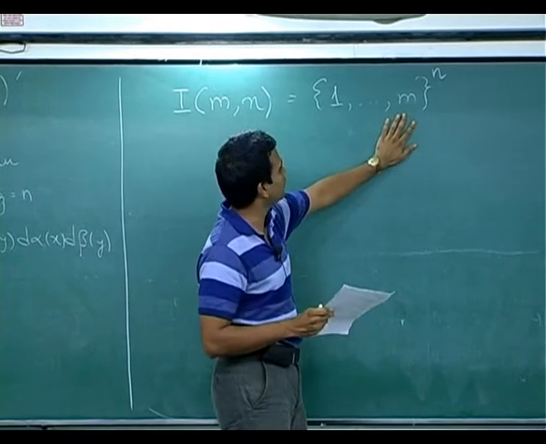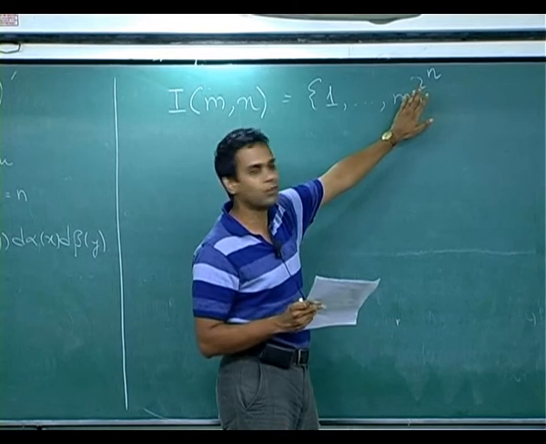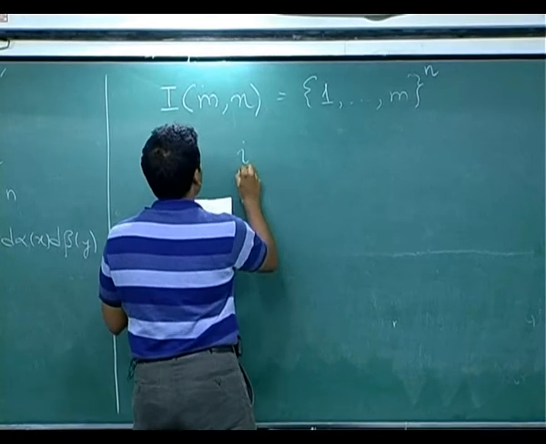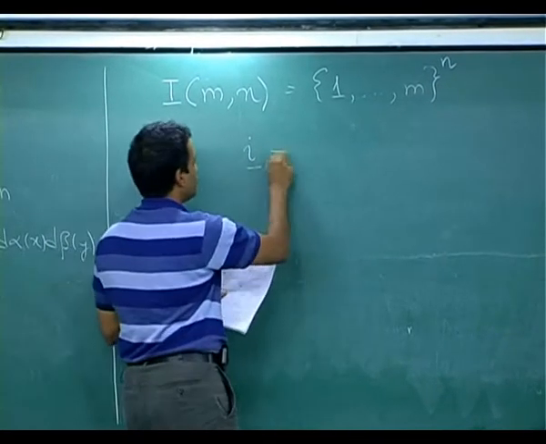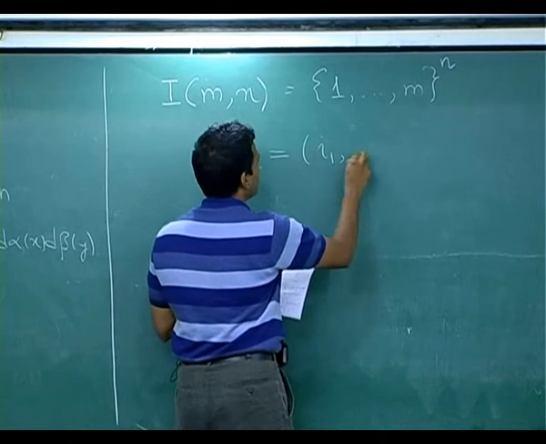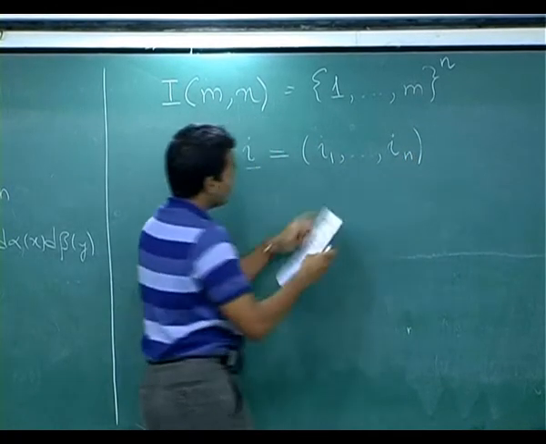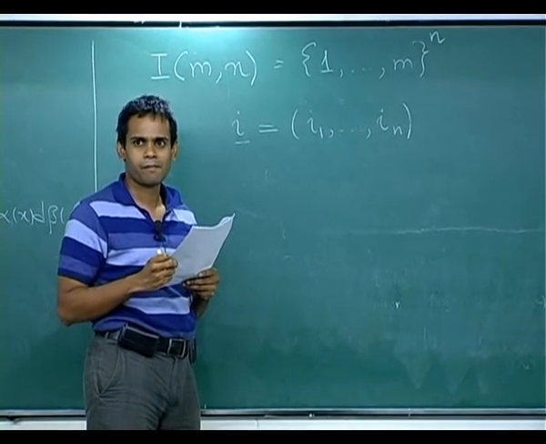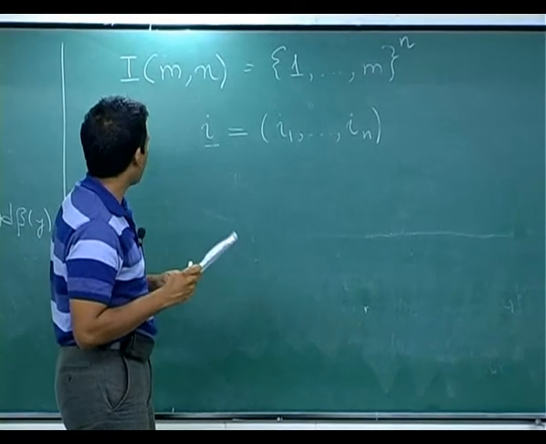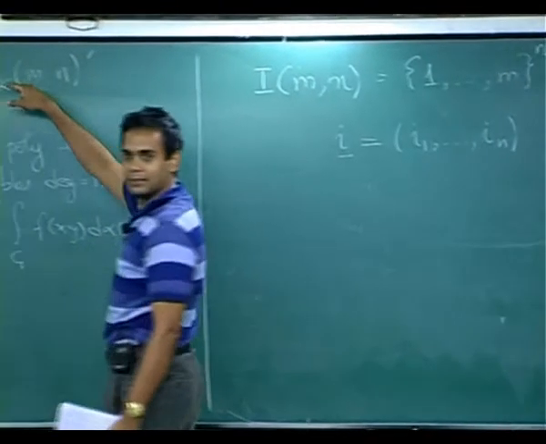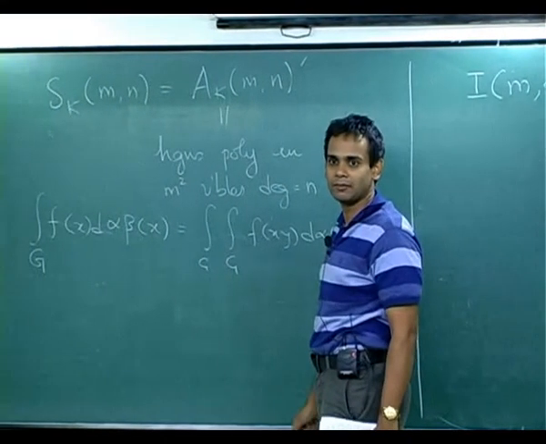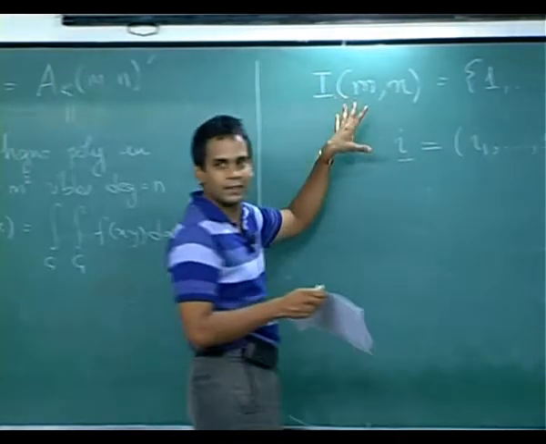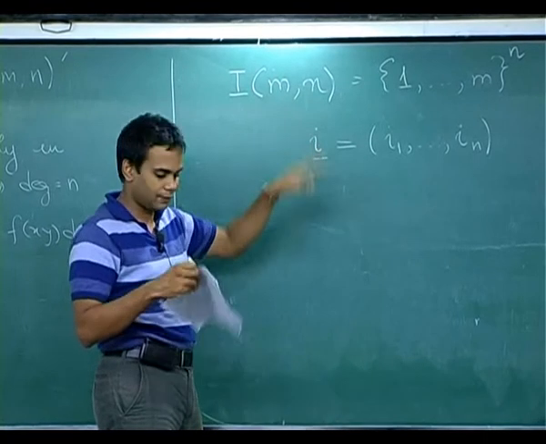I just take the set of numbers from 1 to m and take their n-fold Cartesian power. This is just things of the form, I will write them as I underscore, so they are multi-indices I1 up to In, where each of these things is from 1 to m. So the dimension of SKMN is just the dimension of AKMN, it is a finite dimensional vector space. Now I will describe precisely a basis for SKMN.